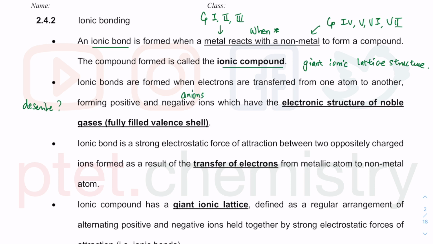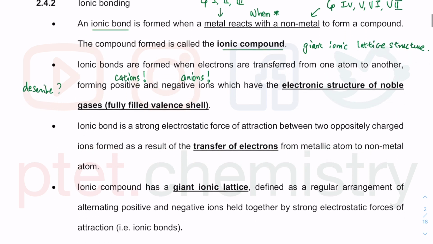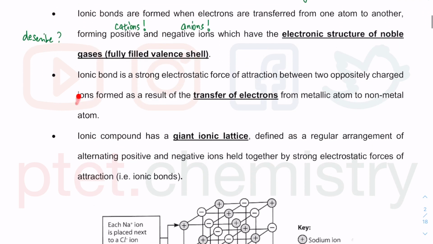And the metal, having lost electrons, you're going to get cations, which are positive ions. Okay, and then you have oppositely charged ions. They will give you the giant ionic lattice structure, and the force of attraction between the oppositely charged ions gives you ionic compound, ionic bonding. All right, so this is just the definition.